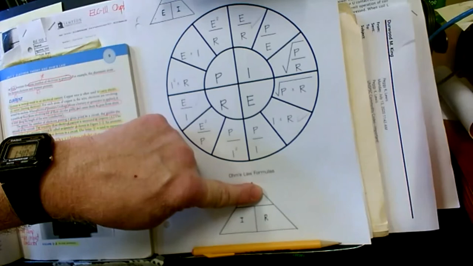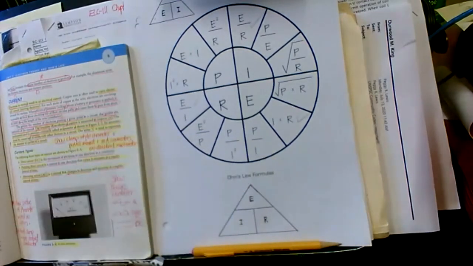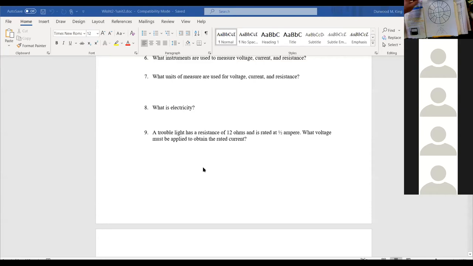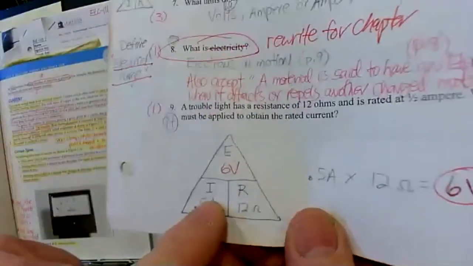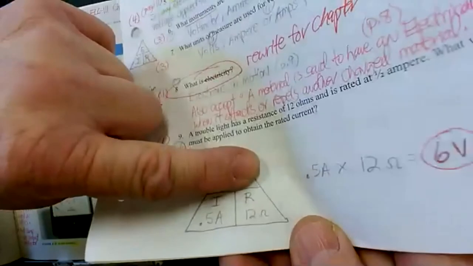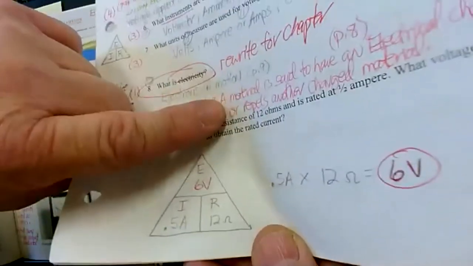6 volts. Exactly, 6 volts, correct. You see what I did here? Y'all watch closely. I actually drew a triangle, and I put the half amp in there, and I put the 12 ohms in there, and then I covered this up. So if you want to draw some triangles, you can do that on scratch paper and plug the numbers in there, and then wherever you're missing one, when you do the math, it's going to give you the number, okay?